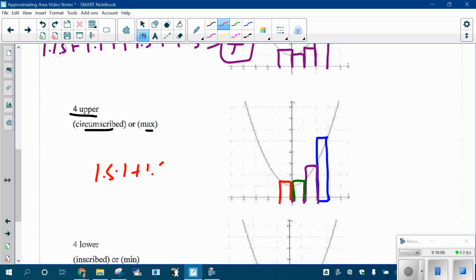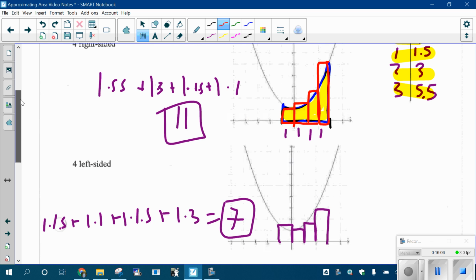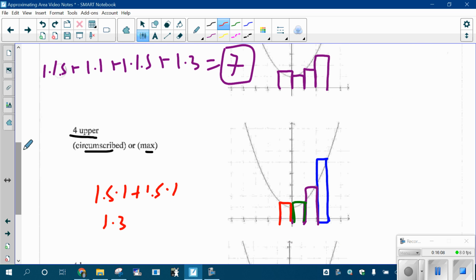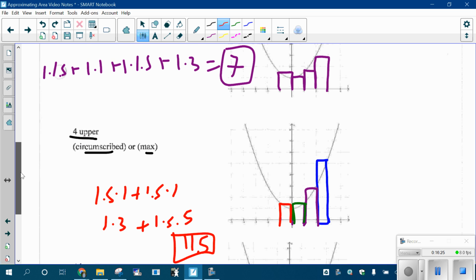And this one would be, I'd have 2 of them that were 1.5, one of them that was 3, right? Isn't that what my numbers is? Yep. And then one of them that's 5.5. And again, these are all 1 wide, because I'm using 4 of them and the interval is 4 wide. And I do math, 3, 6, 11 and a half. That would definitely be an over approximation because I used upper rectangles.